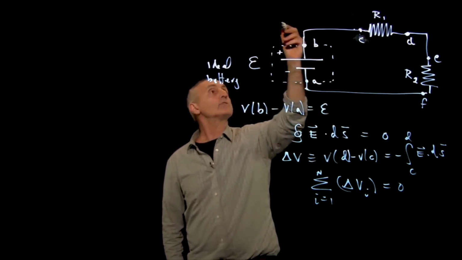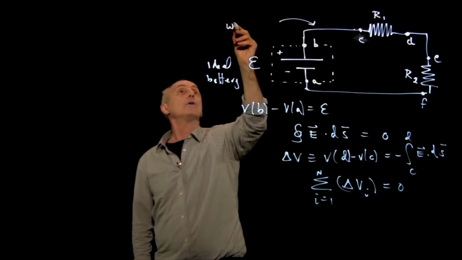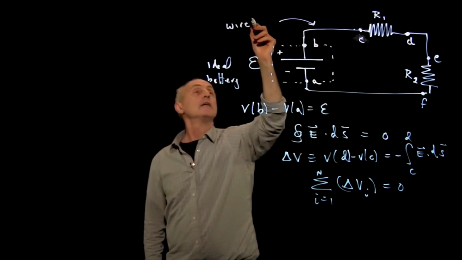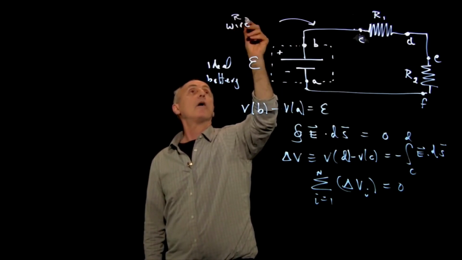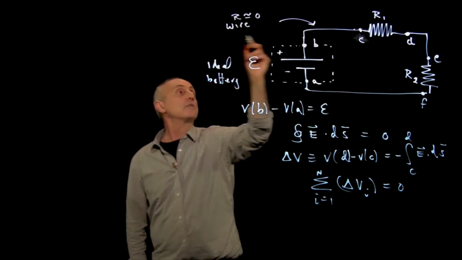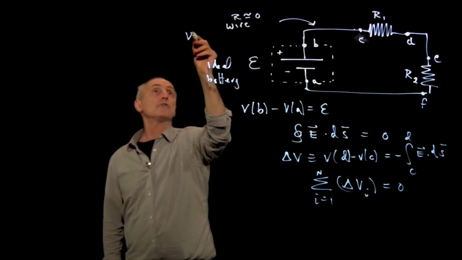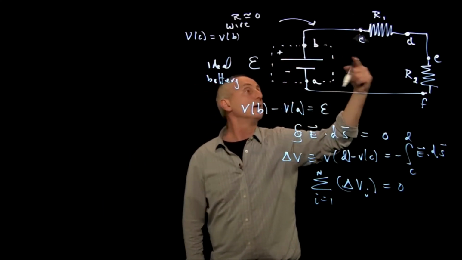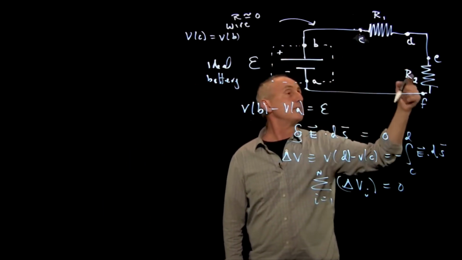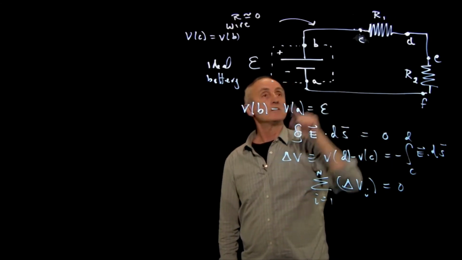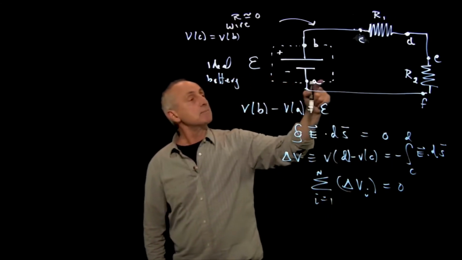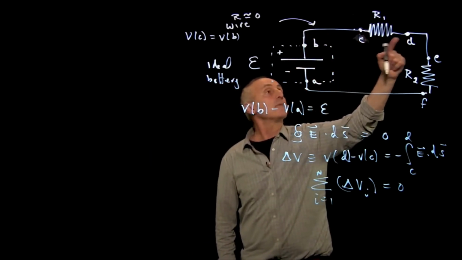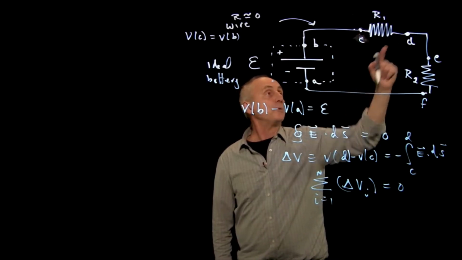But what's important to realize is that we're assuming this connection between B and C is a resistanceless wire, R is essentially 0. And so that tells us that the potential at C is the same as the potential at B. The potential at E is the same as D. The potential at F is the same as A. And what we see is that the potential is increasing as we cross the EMF, and the potential is decreasing as we cross a resistor.